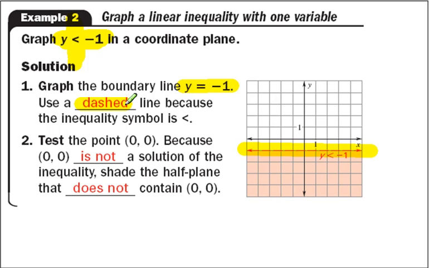And I picked the test point 0, 0, which is right here. And when I plug 0 in, 0 is not less than negative 1. So nothing on this blue side works. So that means I shade the bottom, and that's what they did.